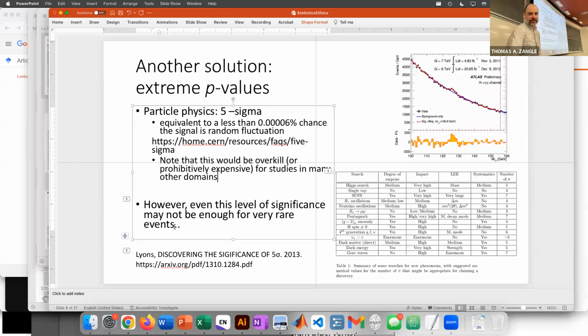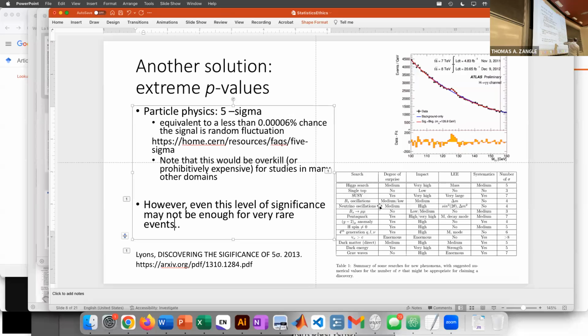The downside here is that this level of significance may not be enough even for very rare events in physics. Here's a paper arguing this. For the Higgs search, they're saying that the number of sigma required to actually declare that the Higgs particle was discovered would be 5.